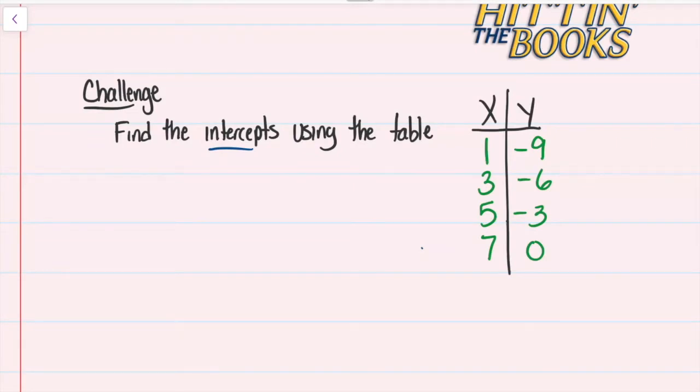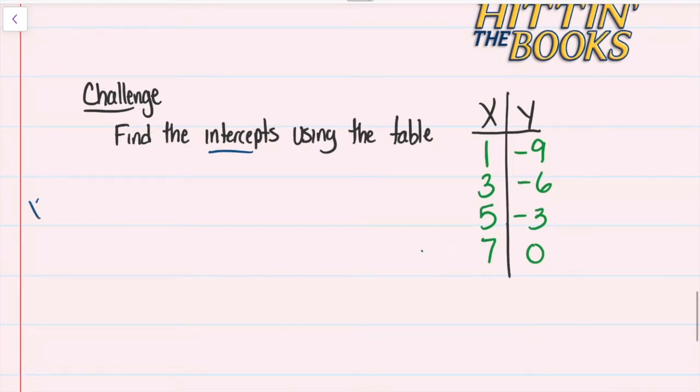Hello guys, today we're going to find intercepts using tables. Just as a little recap, when you find the x-intercept, you're finding the x, so your y has to be 0. Same thing with the y-intercept. If you're finding the y-intercept, you want to know the y, so therefore the x is 0.